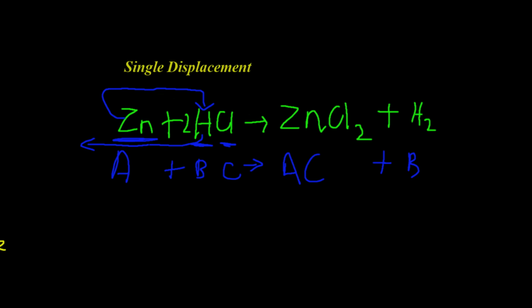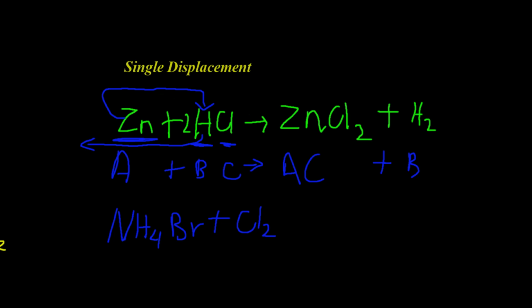So if we take another example, let's take another single displacement reaction, because generally, it's one of the hardest reactions to understand at first. So let's take ammonium. So we have NH4, and we have bromine, for example. And then let's do chlorine. And remember, chlorine is a diatomic.